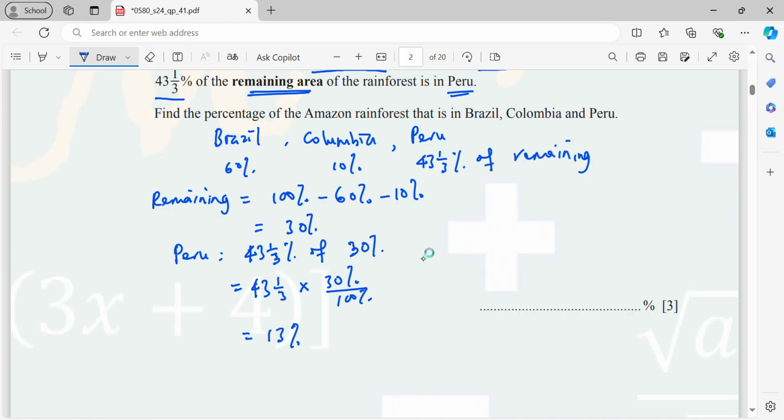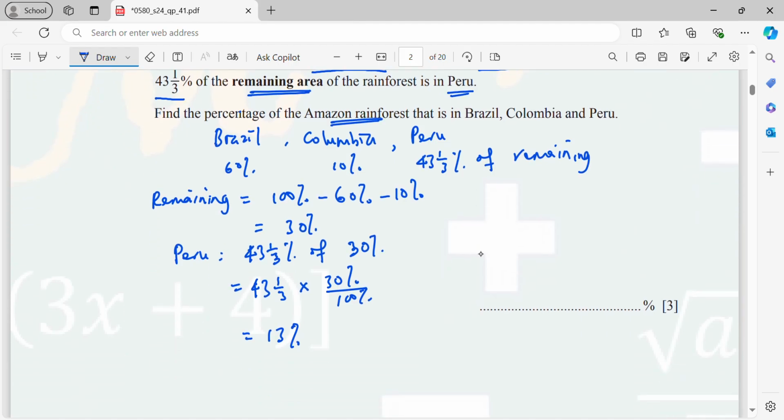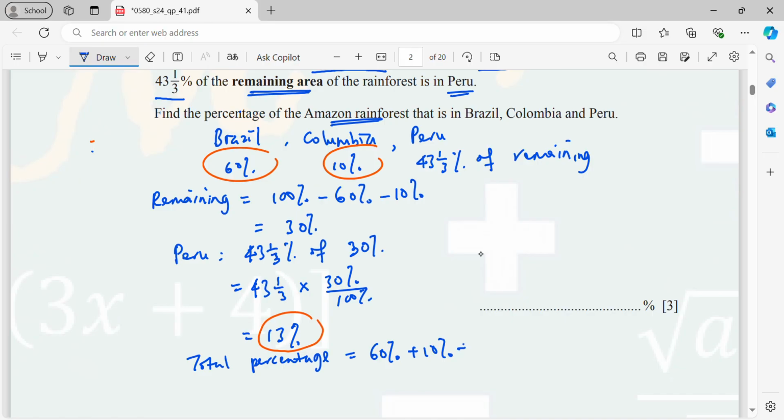Now from here, because you need to find the percentage of the Amazon rainforest, this is the total percentage. So the total percentage is going to be 60, 10, and 13. That is what we need to calculate. So at last it will be 83%. So this is the solution of this question.